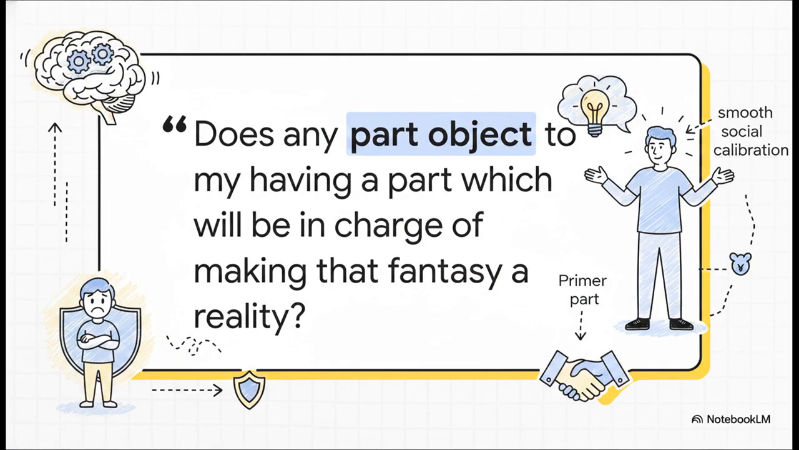That third step, the safety check, is absolutely vital. You need to ask yourself, does any part object to my having a part which will be in charge of making that fantasy a reality? You see, your old, quiet part was beautifully designed to protect you from embarrassment and energy drain. We have to negotiate with it. We need to make sure this legacy part understands that the new primer has the exact same positive intent. It'll still protect you, but it's going to do it through smooth social calibration instead of exhausting silence.